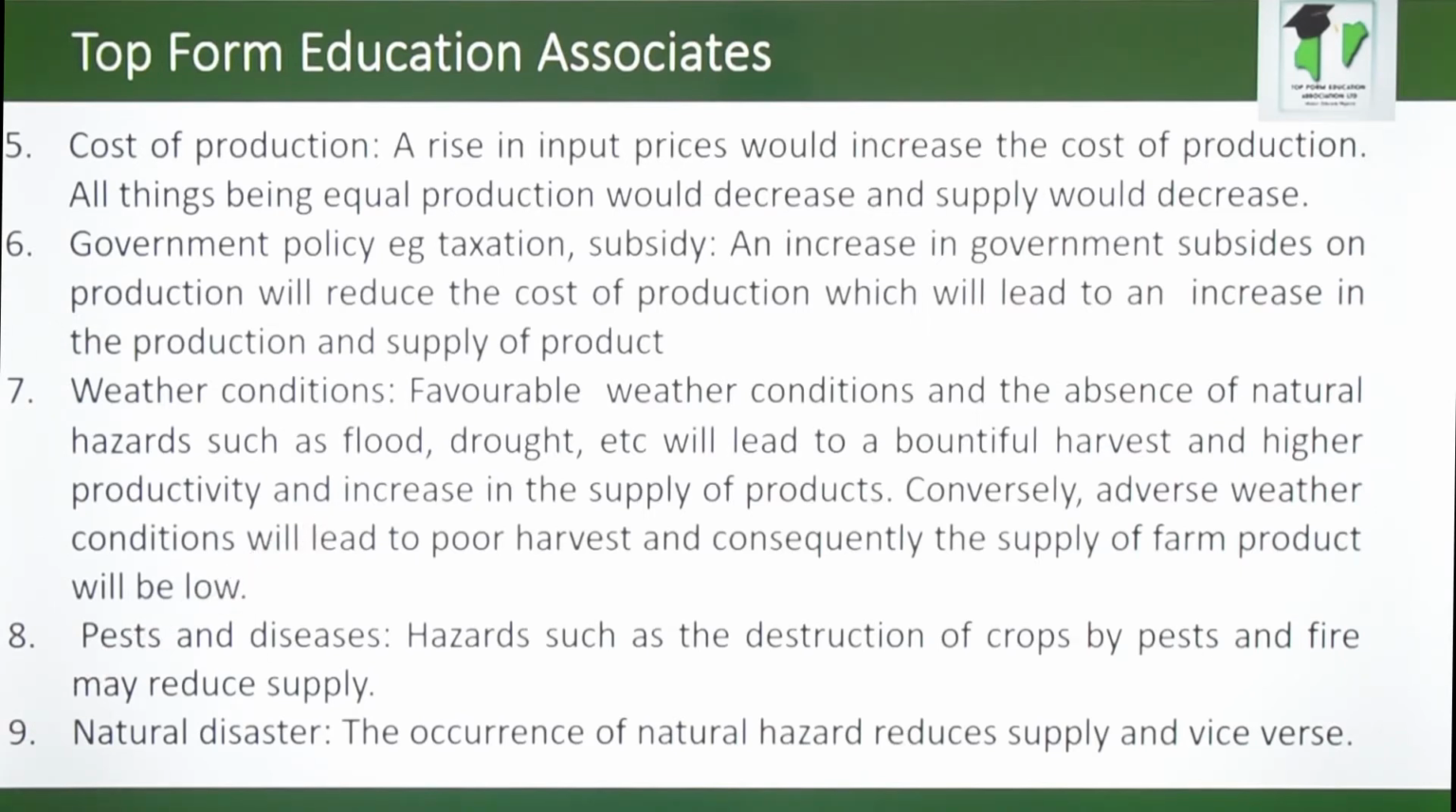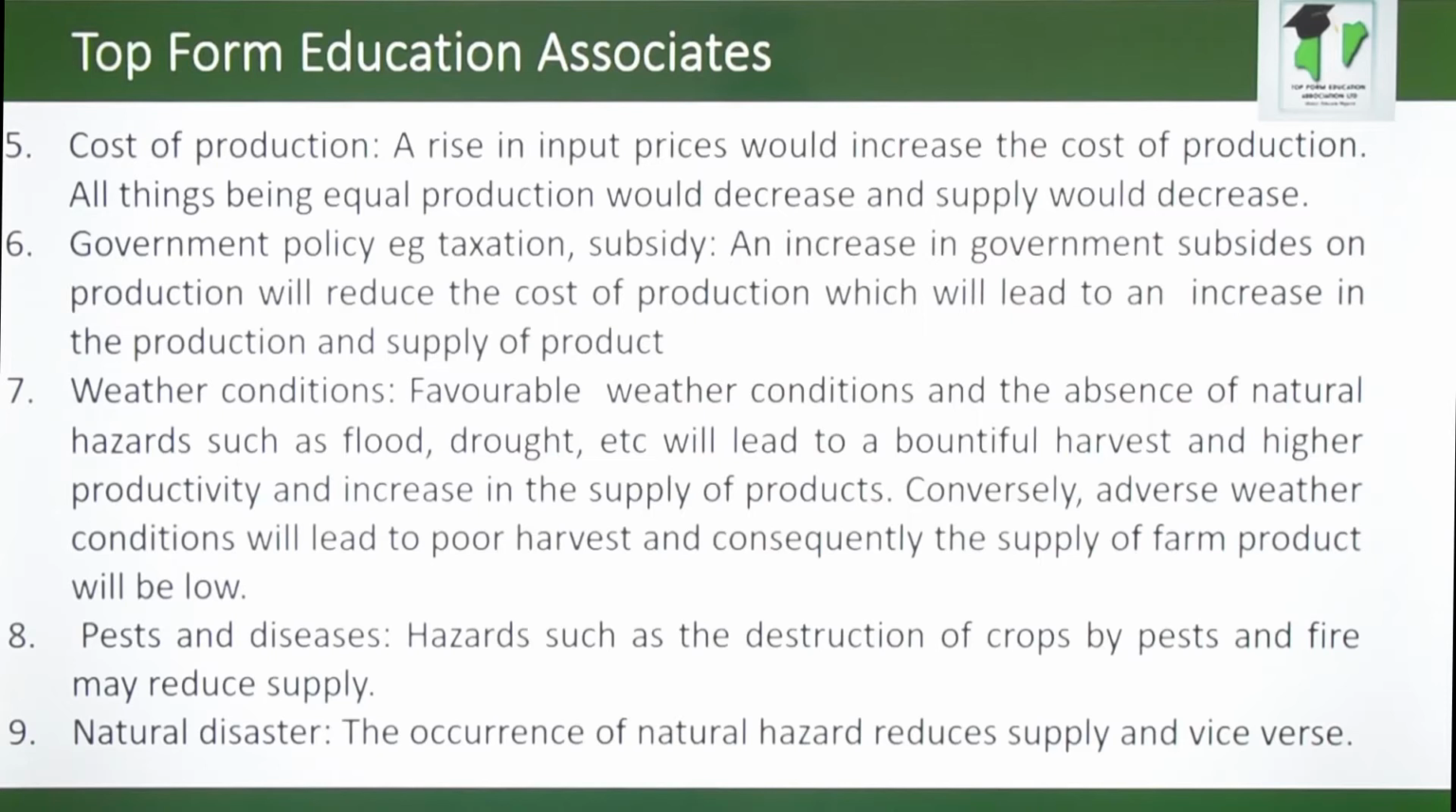Pests and diseases are one of the other factors affecting supply. Pests and diseases are farmers' enemies. Once they are able to infest the farmers' farms, it will reduce productivity for the year. Natural disaster also affects supply. Once there's a natural disaster that affects so many things, productivity will reduce and supply will reduce. So those are factors affecting supply.